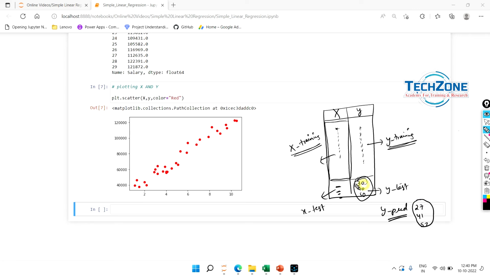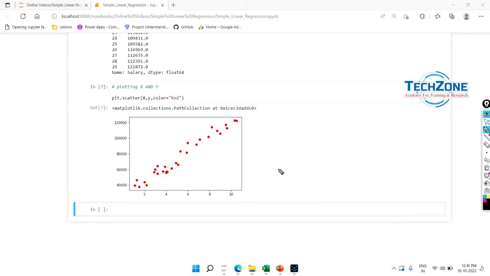So we compare this. Here it is 30, here it is 27. What is the difference? 3. Here it is 40, here it is 41. What is the difference? 1. 50 and 52. What is the difference? 2. So what do we do to this difference? We will square this difference. We will add, right? 9 plus 1 plus 4, and we'll find the mean. So this will become 14 by 3, and we will find the square root of that. So that is root mean squared error, isn't it? I hope you understood this.